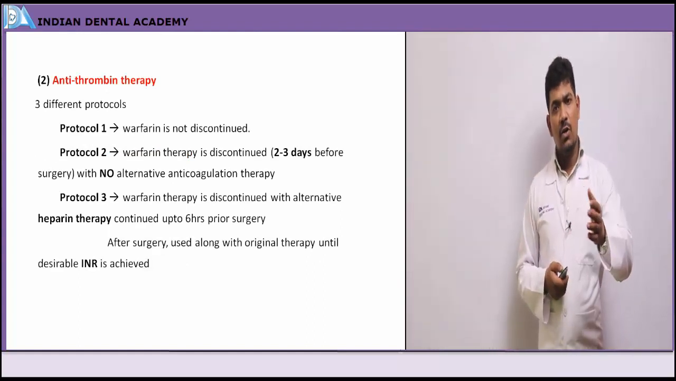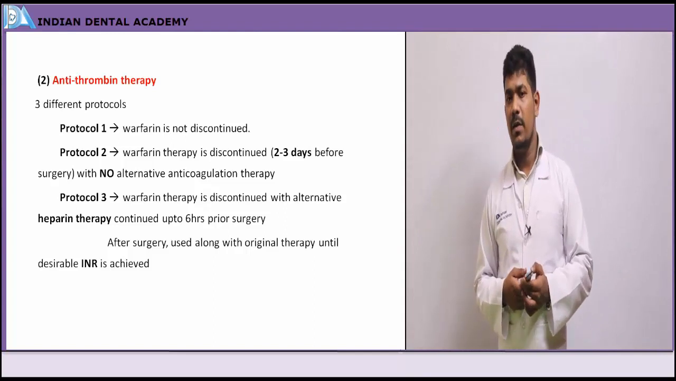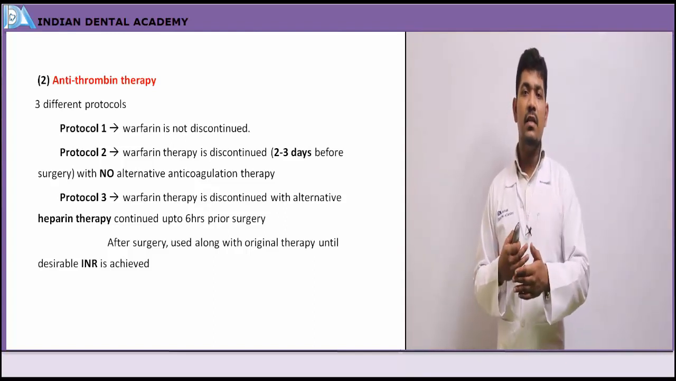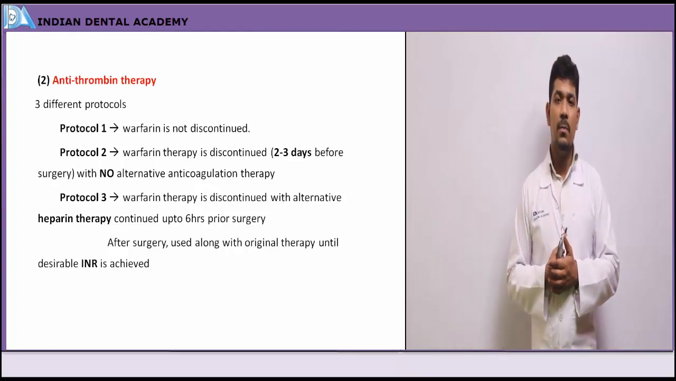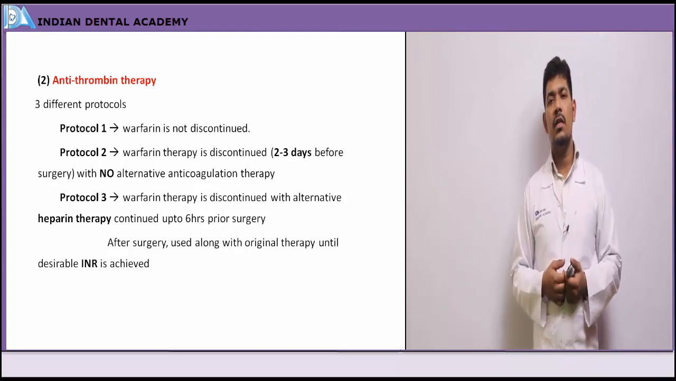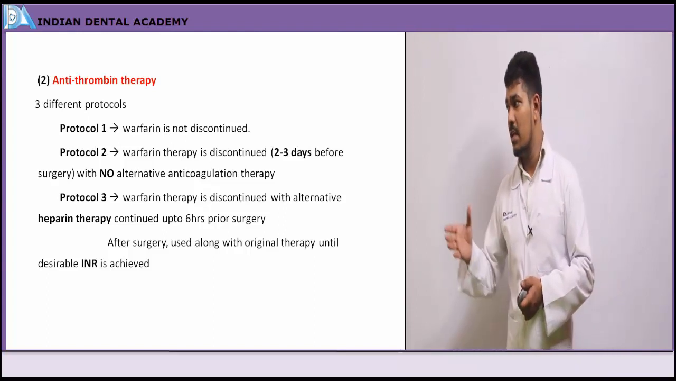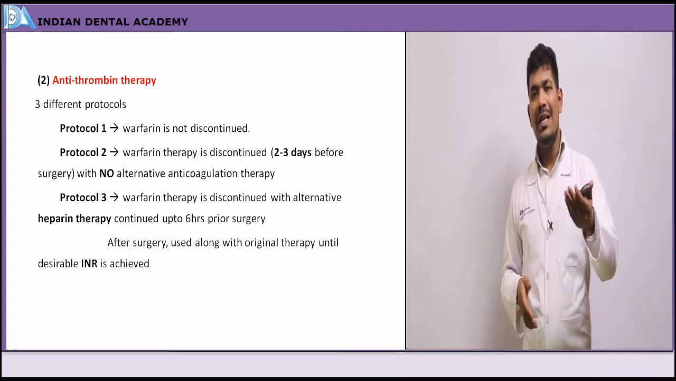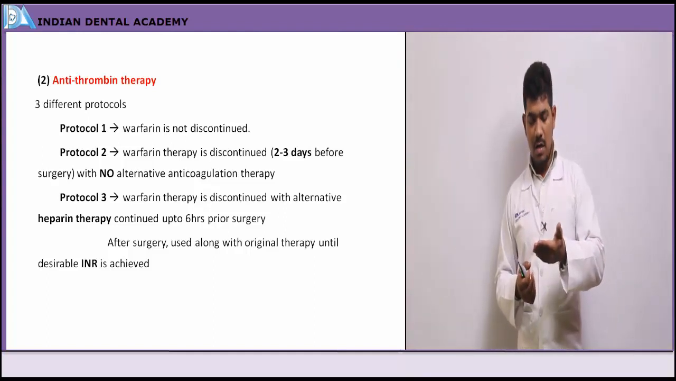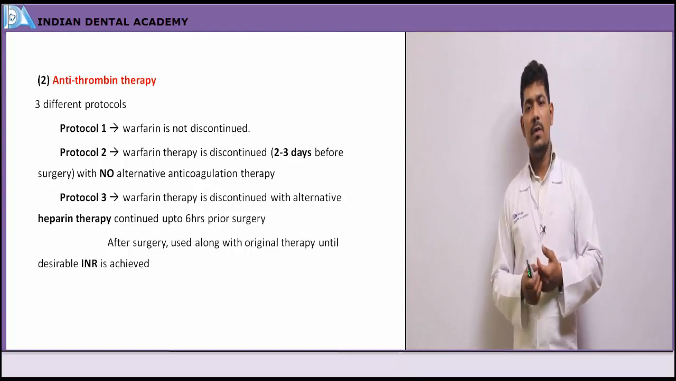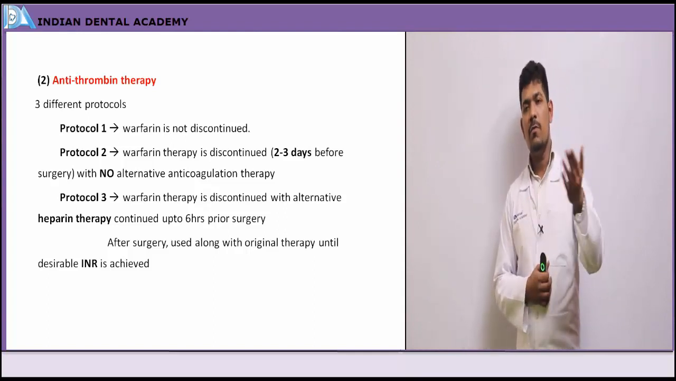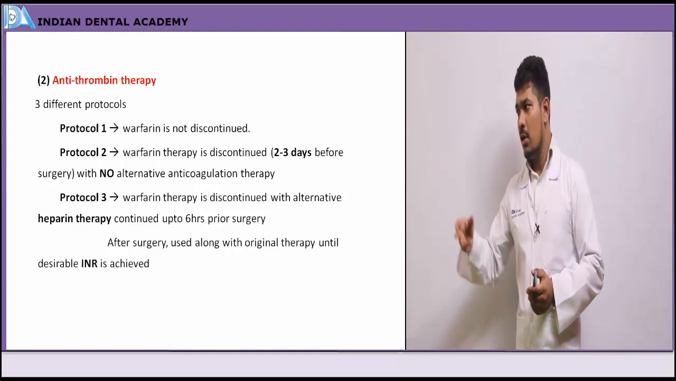The other mainline treatment given to these patients is antithrombin therapy, whose basic principle again lies in decreasing the coagulative property of the blood, so as to decrease the viscosity of the blood flow within the circulatory system. In these patients, there are 3 protocols followed in recent times. Different researchers have promoted the usage of one or the other. Now what are these protocols?